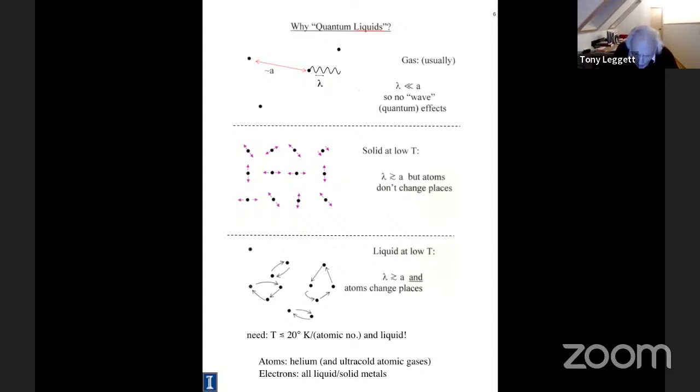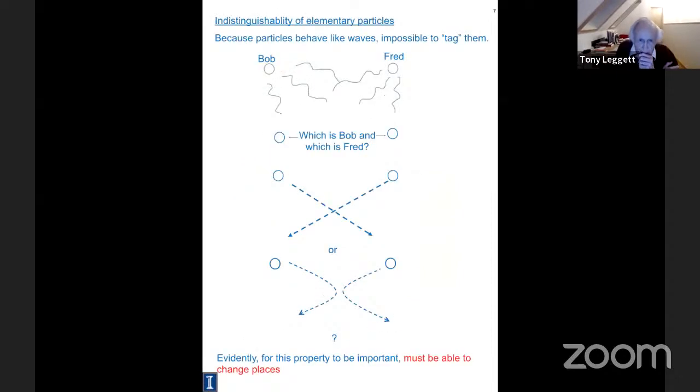But why do we need the atoms to be able to change places? Well, remember, the quantum liquid is defined not just as showing the effects of quantum mechanics, but also the characteristic indistinguishability of elementary particles. So let's say a word about that.